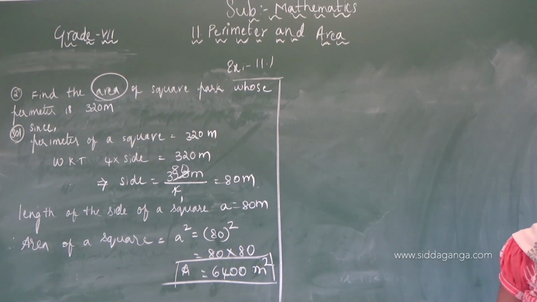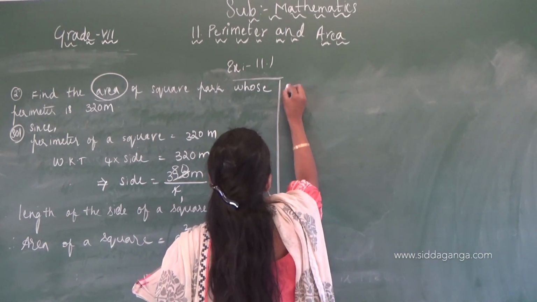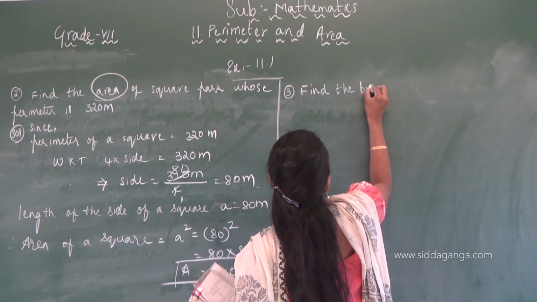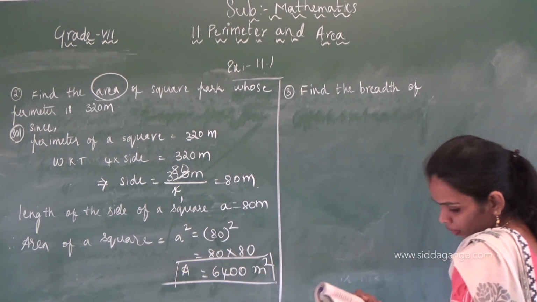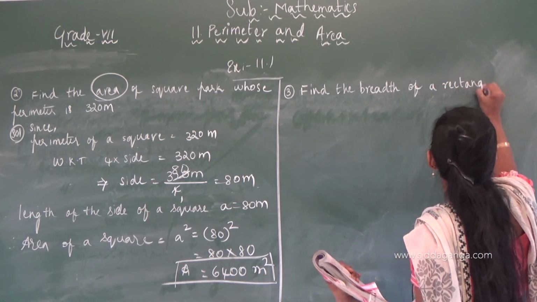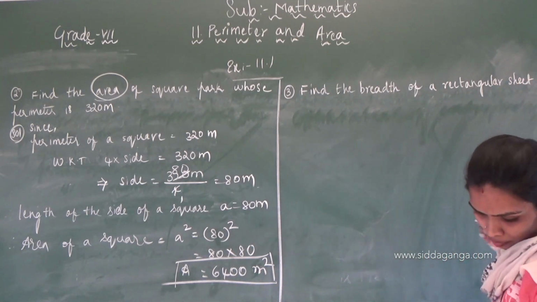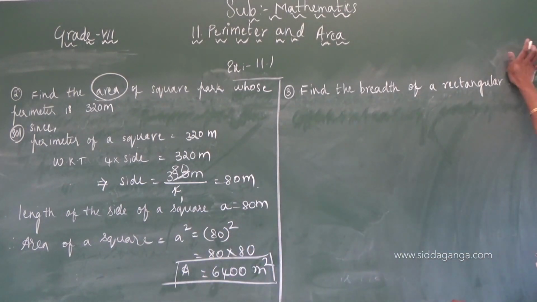And then go to the next question. Third one. Find the breadth of a rectangular plot of land.